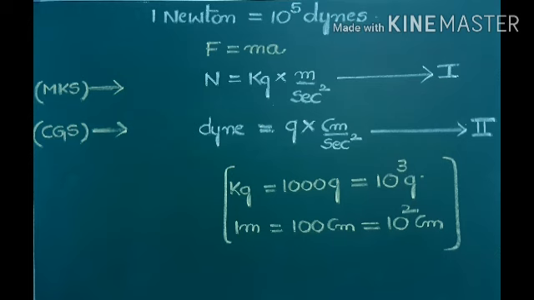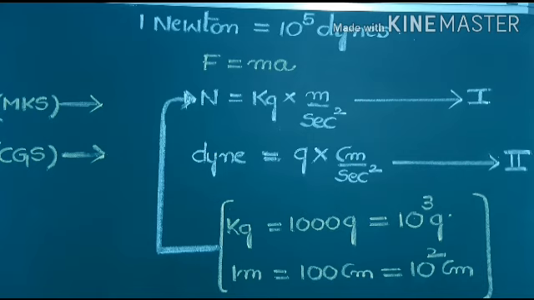How can we prove it? Take the equation F equal to ma. Apply MKS units, SI units. Force can be measured in newton, mass in kg and acceleration in meter per second square. This is equation number 1. Number 2, CGS system I am going to apply. Force is measured in dyne, mass in grams and acceleration in centimeter per second square. Dyne equal to gram into centimeter per second square. Equation number 2. We already know that 1 kg equal to 1000 grams, that equal to 10 cube grams. 1 meter equal to 100 centimeters, that equal to 10 square centimeters.